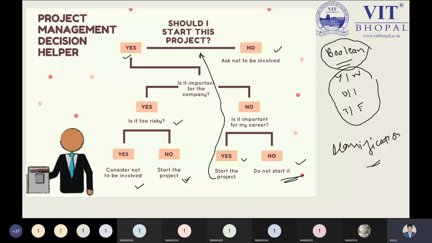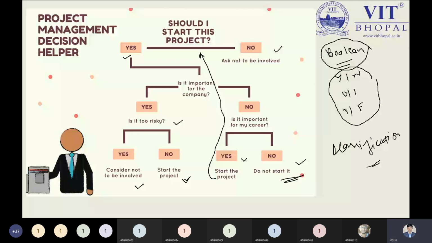So again, you have the option. If it is too risky, then you will not consider this project for the company, and you will deny the request from the management. That would not be possible. If it is not risky, then you can start the project. If I'm choosing this project, then what option do I have? If this is beneficial for the company, then I can start the project because it is not risky. But you are going to the other part, that is the no side. So you will not be involved, and definitely you are not going to start the project. So there will be no more option.